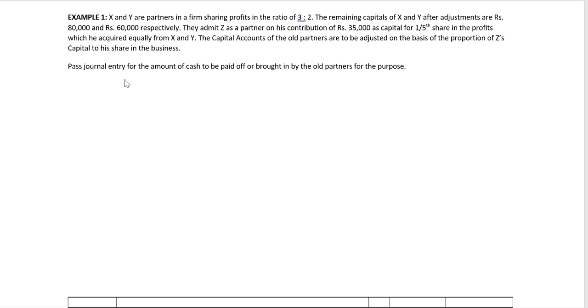We are asked to pass the journal entry for the amount of cash to be paid off or brought in by the old partners for the purpose. So now this sentence, that the capitals of the old partners are to be adjusted on the basis of the proportion of Z's capital to his share in the business, tells us that this is the first method of adjustment of capital on admission of a partner. We'll begin with the working notes.